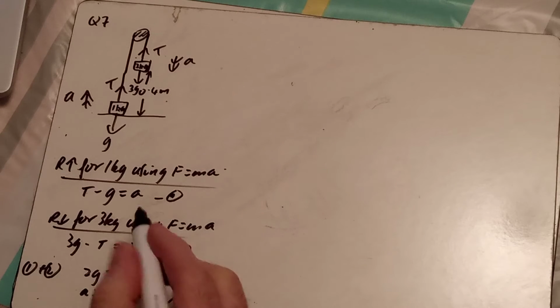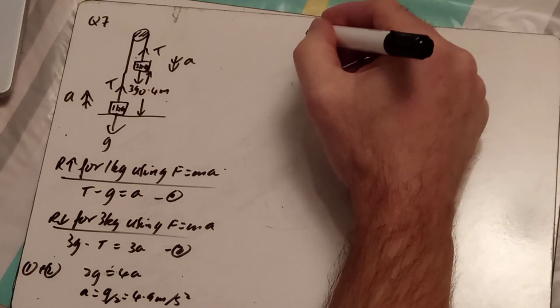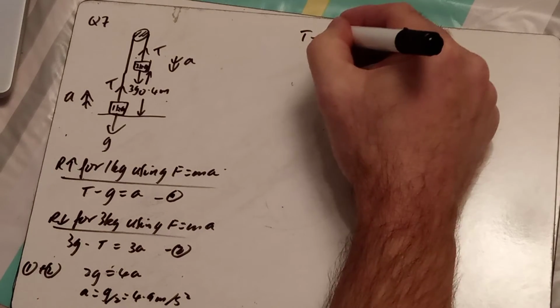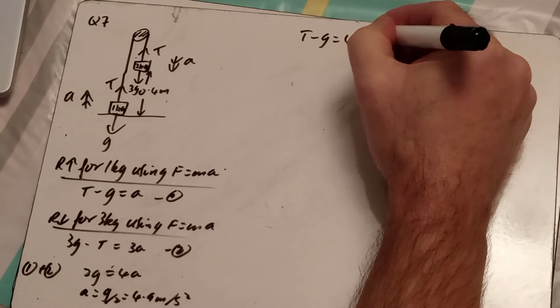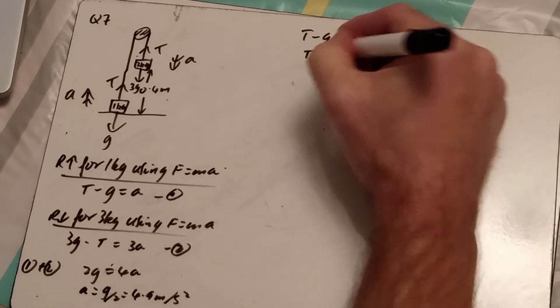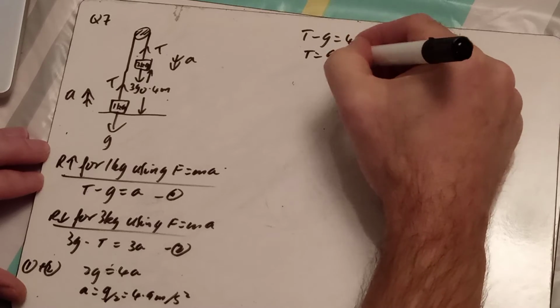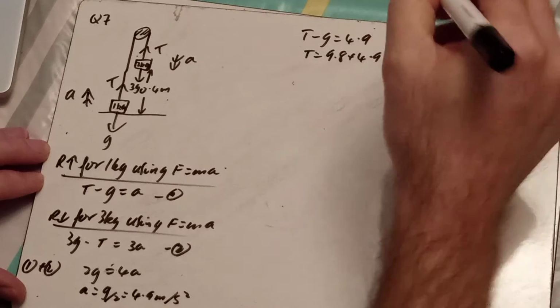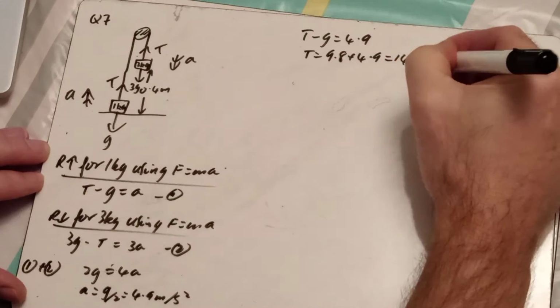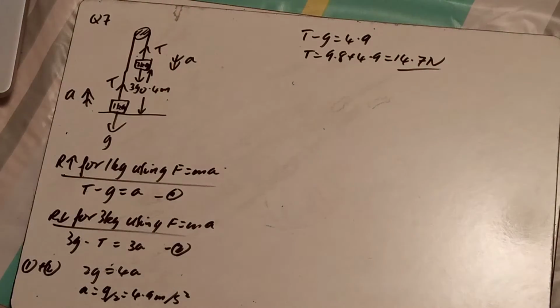Substitute that back into 1. So T minus G equals 4.9, so T is 9.8 plus 4.9, which is 14.7 newtons. There we go. And that's that. And the method is exactly the same as the question earlier on.